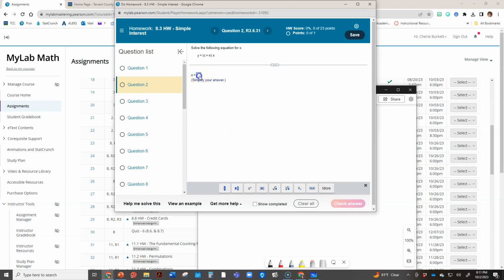So x is equal to y over c plus n. So I need a fraction bar. I'm going to put y, and then on the bottom, I'm going to put c plus n.